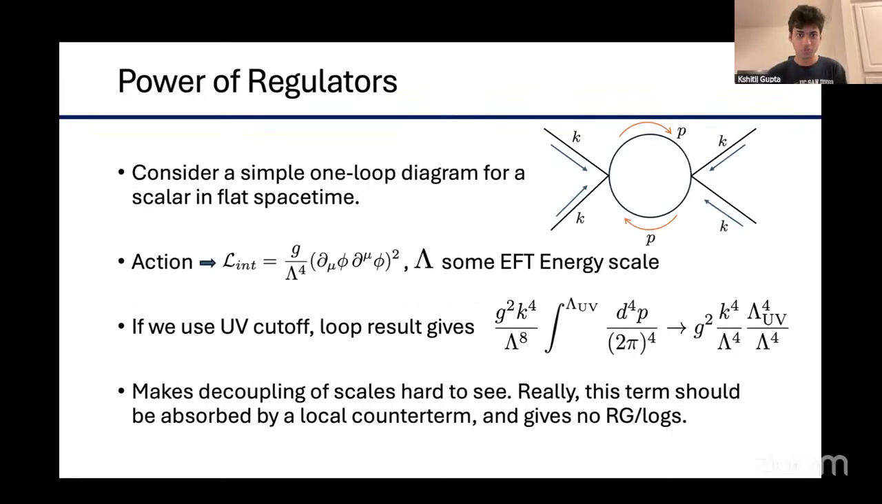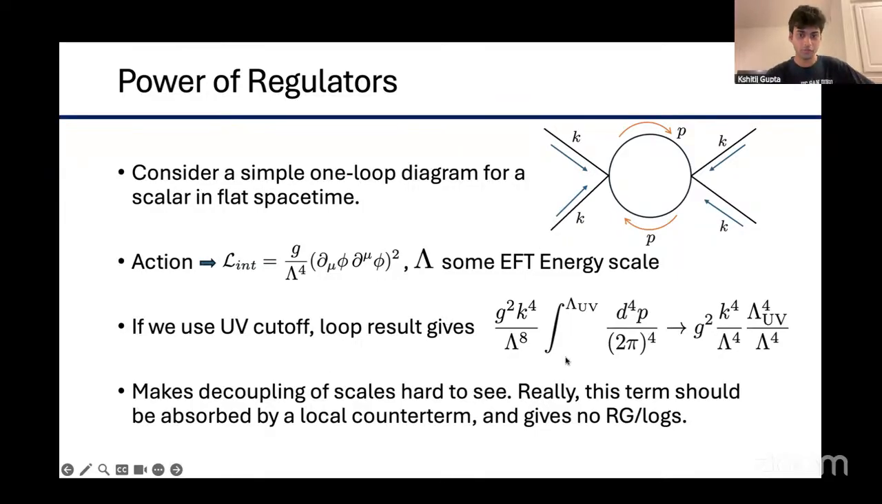So let's just quickly review how regulators usually make our lives a lot easier. Let's do flat spacetime. Let's consider this loop diagram due to a scalar, with an interaction term given by g over lambda to the fourth, where lambda is some energy scale in an EFT, and the coupling is given by (partial_mu phi) whole squared.